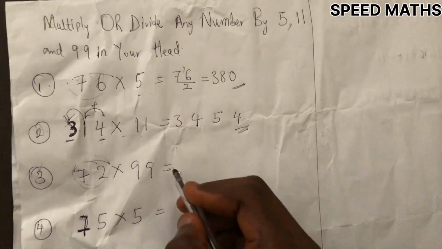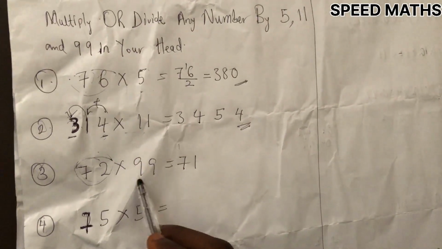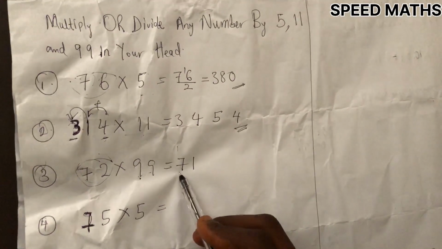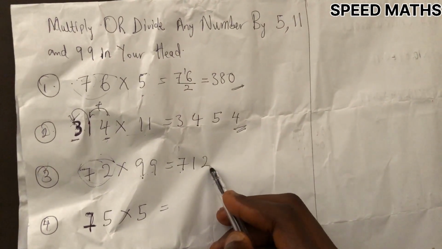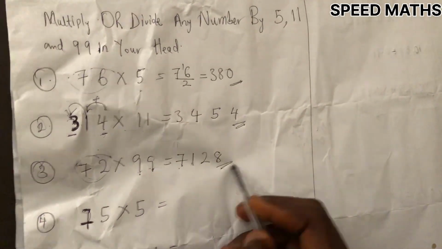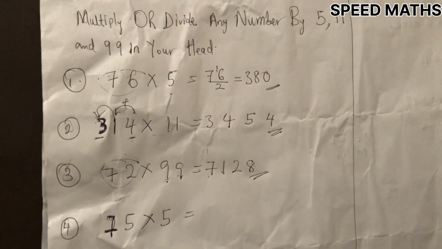So 72 minus 1 is 71, right? So in that case, you're going to be doing 99 minus 71. So 9 minus 7 is 2. 9 minus 1 is 8. And bam, you have gotten your answer. It's as simple as this. Now moving on to the next one.